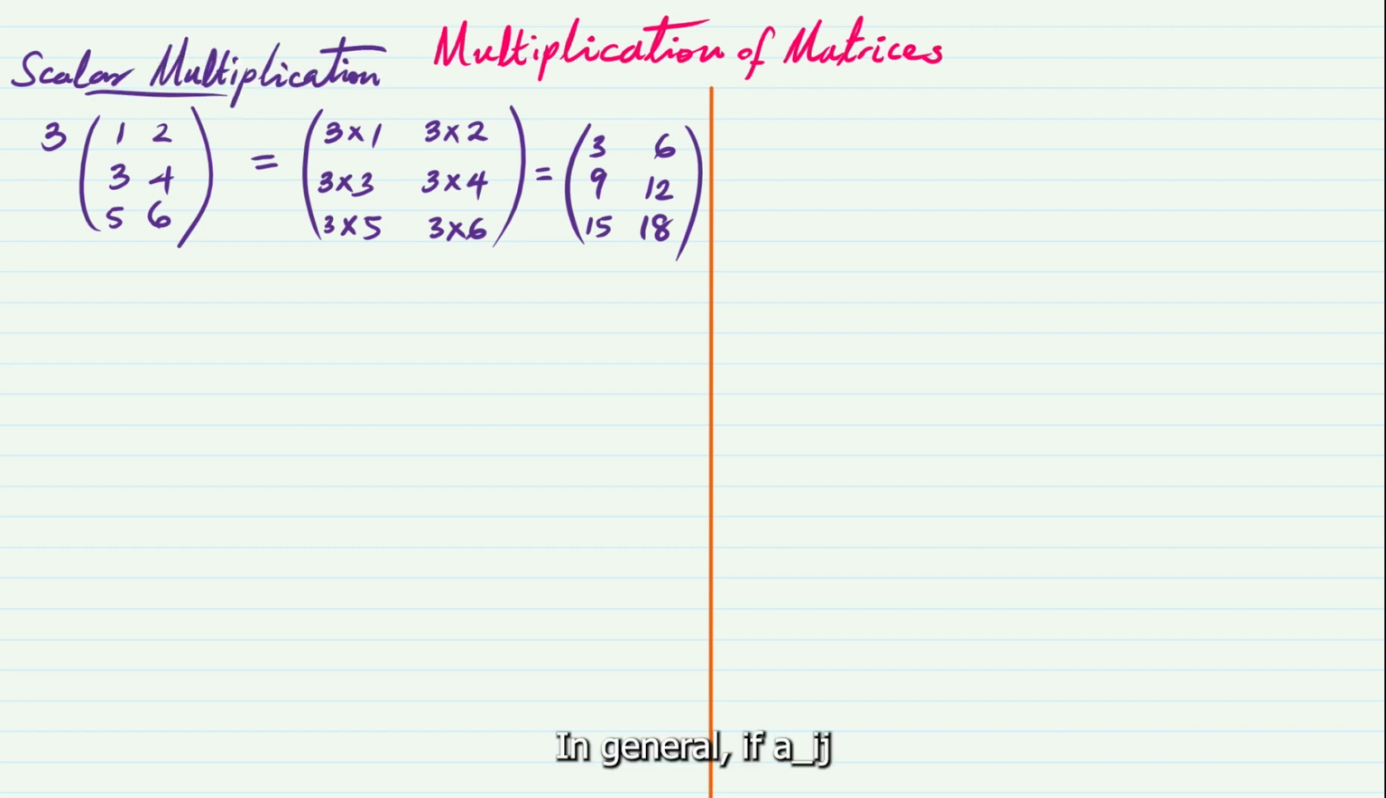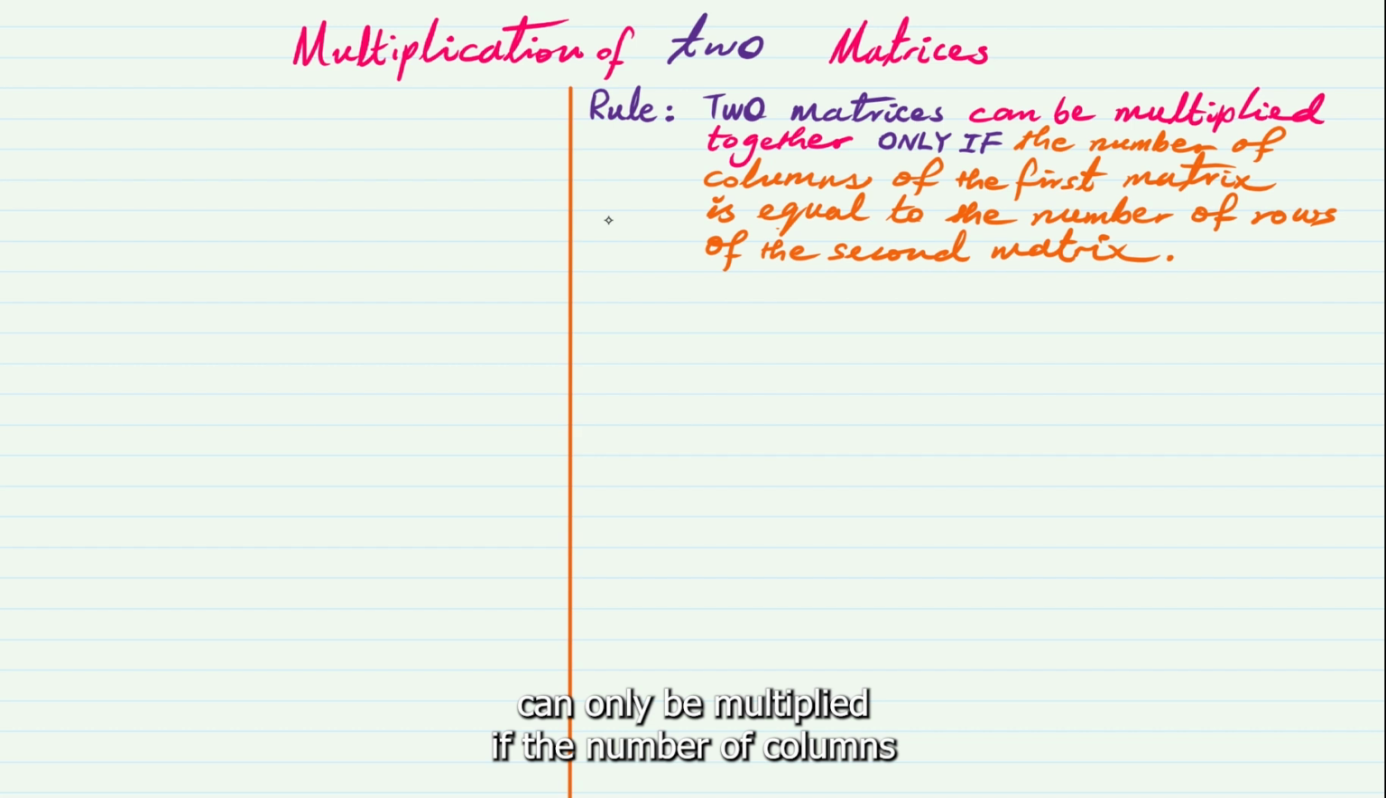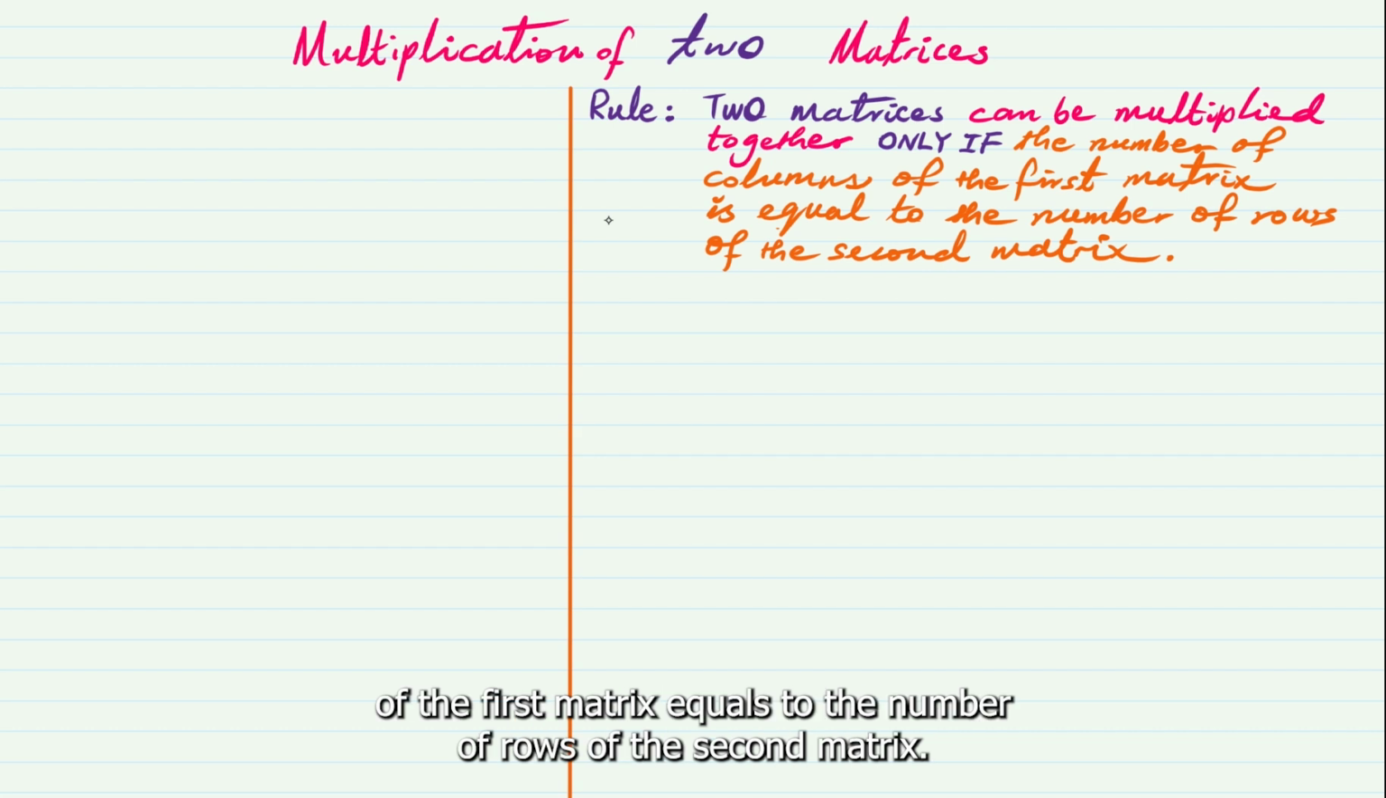In general, if Aij is a matrix and we are multiplying it by k, then we get kAij. Two matrices can only be multiplied if the number of columns of the first matrix equals the number of rows of the second matrix.